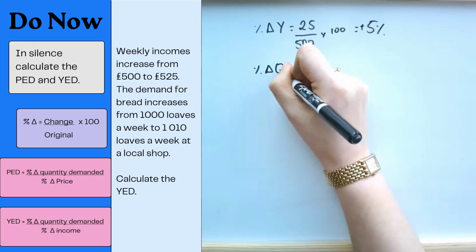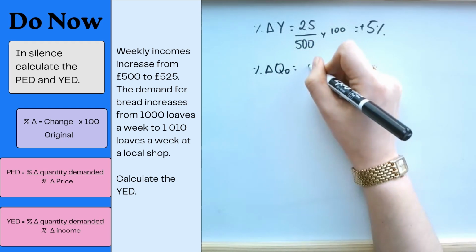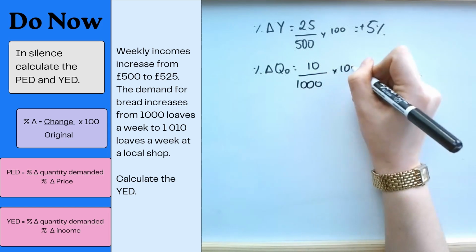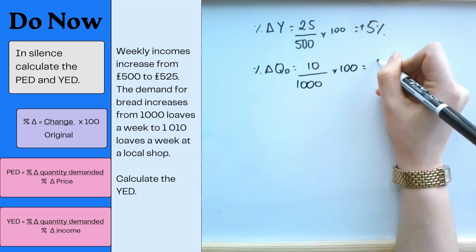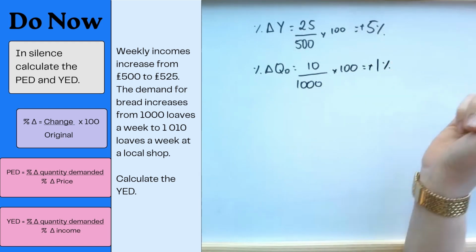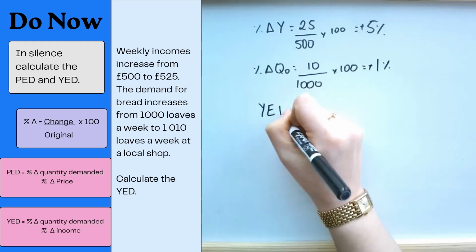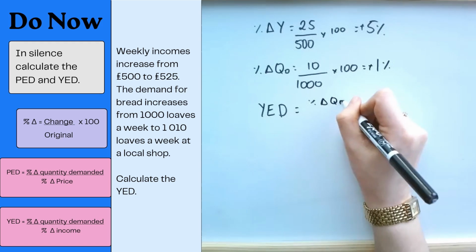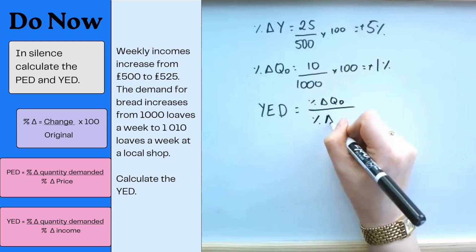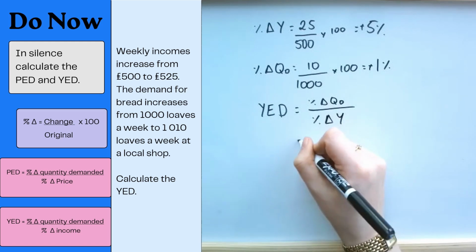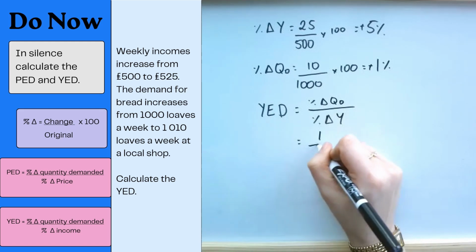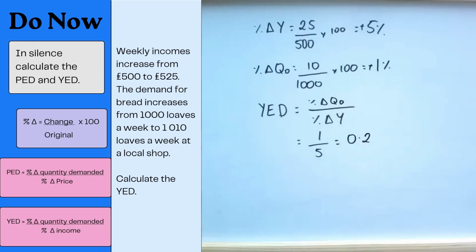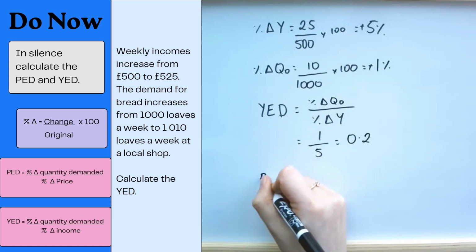So the percentage change in income is an increase of 25 divided by the original 500 times by 100, which gives us a positive increase of 5%. The percentage change in quantity demanded is equal to 10 divided by 1,000 times by 100, and that is an increase of 1%. So our YED is calculated by finding the percentage change in quantity demanded divided by the percentage change in income. So the percentage change in quantity demanded was 1%, and the percentage change in income was 5%. So this gives us a YED of 0.2.